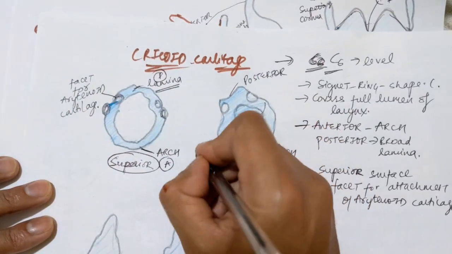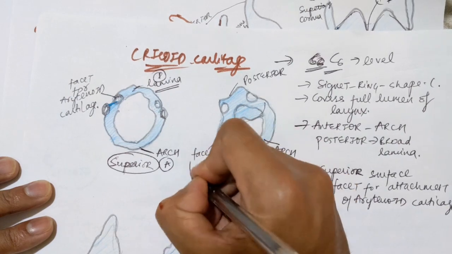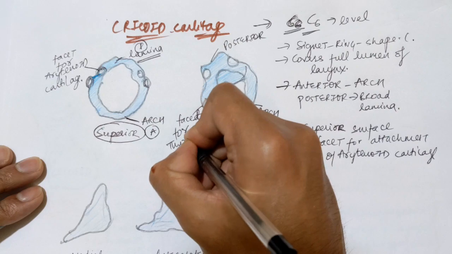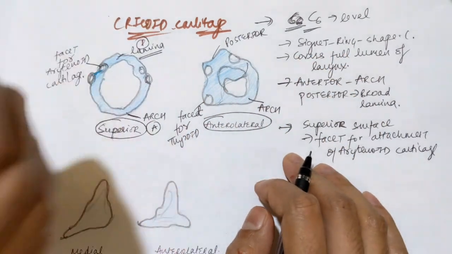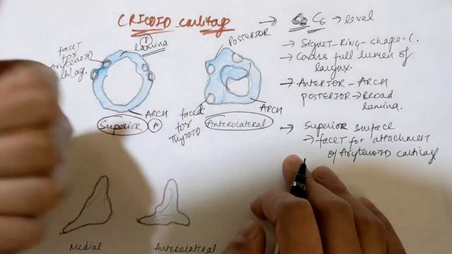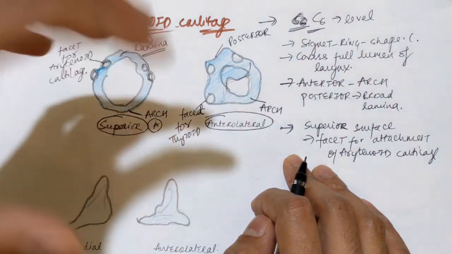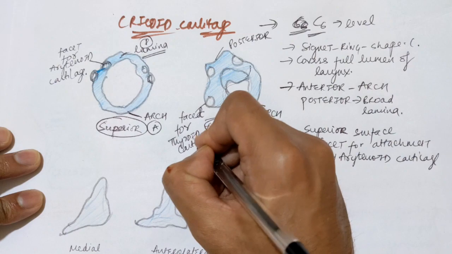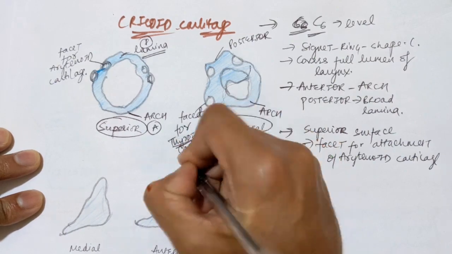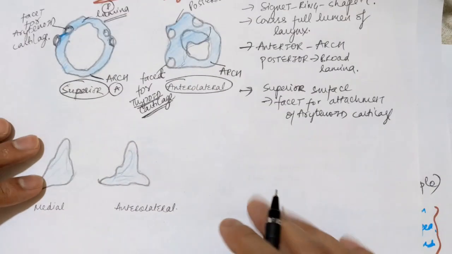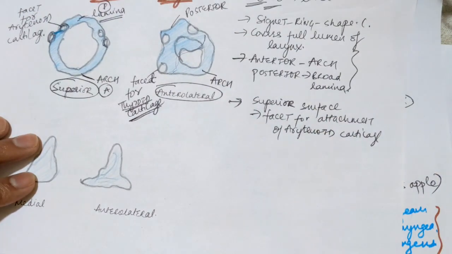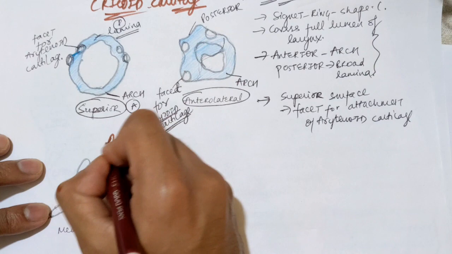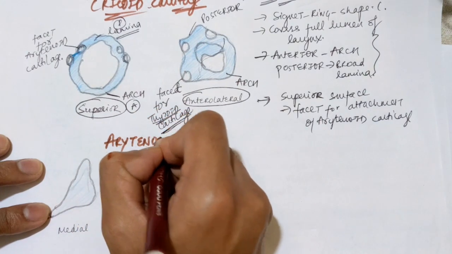There's also a facet for thyroid cartilage on the lateral side. So the cricoid has attachment on the anterior side with thyroid cartilage, and from the superior side posteriorly it has attachment with arytenoid cartilage. So this was your cricoid cartilage, the basic overview, and the structures. Now let's move on to arytenoid cartilage.